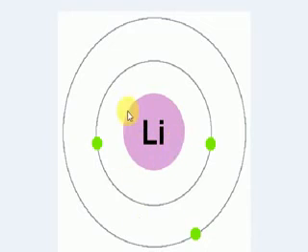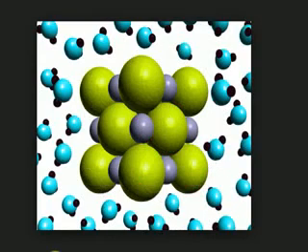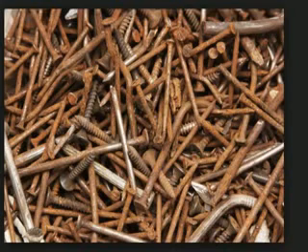Metals generally form positive ions and have low attraction for electrons. Non-metals generally form negative ions and have high attraction for electrons. Metals and non-metals react to form ionic compounds. Example, rusting of iron: Fe loses 3 electrons, and oxygen gains 2 electrons to have an octet.